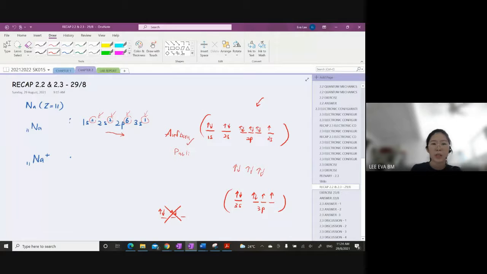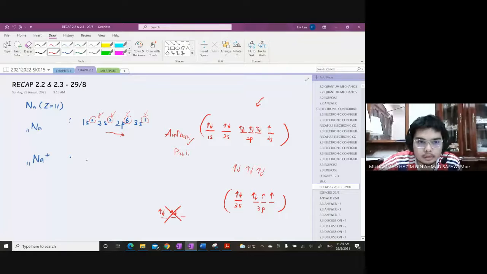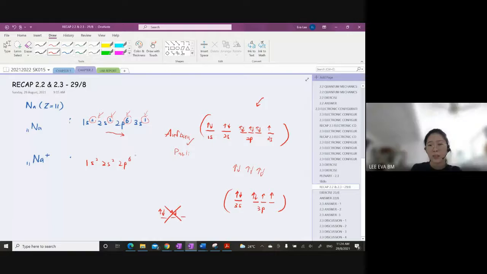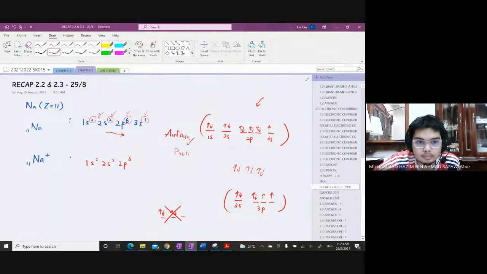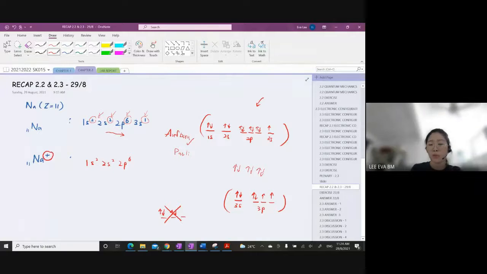So what will be the electronic configurations for our Na plus? 1s2, 2s2, 2p6. 2p6. 3s1? No need. No need because you have already removed. Remember, to form cation, you remove electron. Okay, to form anion, you accept electron. So yang ini penting jugalah.